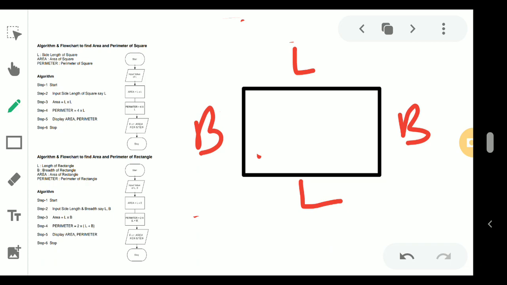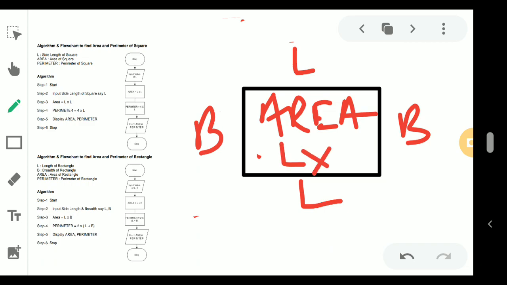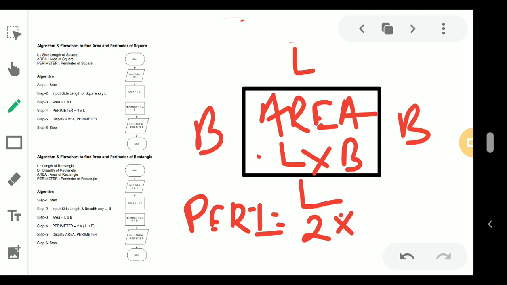If you try to find out the area, area will be L into B. And if you try to find out the perimeter, the perimeter formula is 2 into (L plus B). So we know this formula, and by applying this formula, we will do it. Okay, so I am erasing this one.